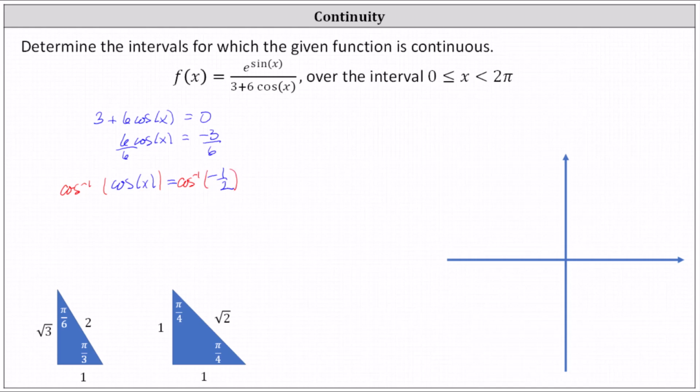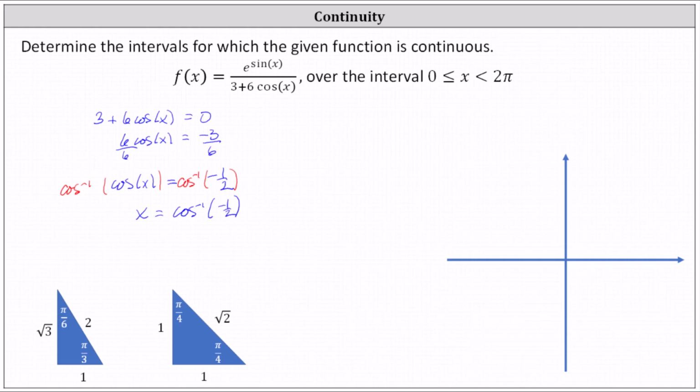Simplifying on the left, inverse cosine of cosine x equals x. We have x equals inverse cosine of -1/2. We're still looking for the angles x in the given interval where the cosine function value equals -1/2. Having a cosine function value of -1/2 should remind us of a 60-degree or pi divided by 3 reference angle. Notice the cosine of pi divided by 3 is equal to the ratio of the adjacent side to the hypotenuse, which is 1/2.